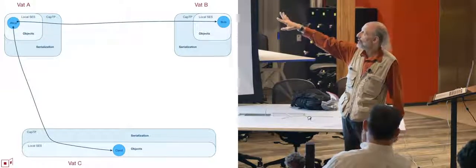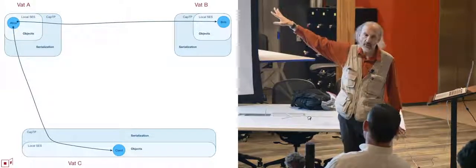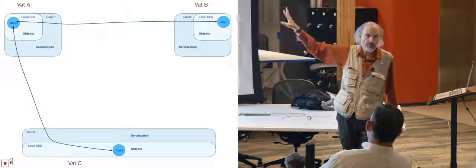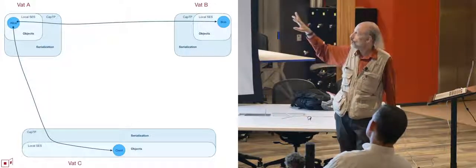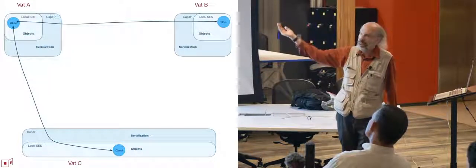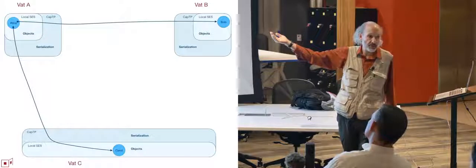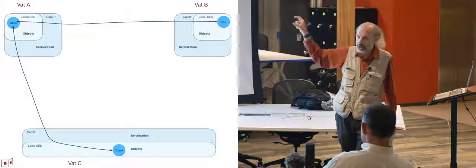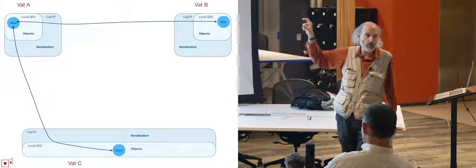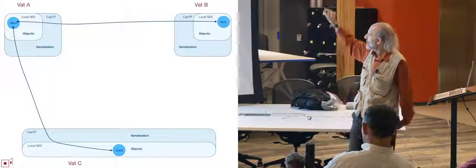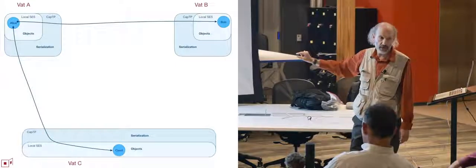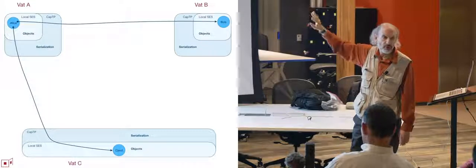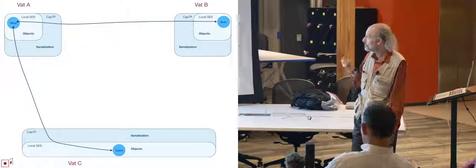Each VAT is now divided into 2 portions. Local SES. SES is secure ECMAScript. It's the object capability subset of JavaScript that we've created. And then CapTP surrounds it. That's the serialization, unserialization layer. All of the objects the normal application programmer is concerned with are just the ones that live inside the respective SES boxes. All of the rest of this is just the infrastructure that makes it work so their messages can get from one object to another.